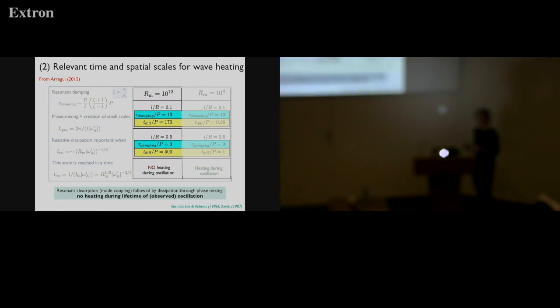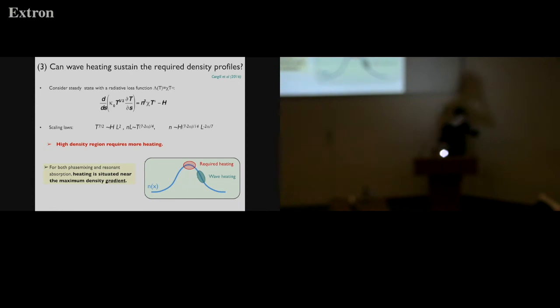However, if you look at the diffusion time, this number is at least an order of magnitude, if not 2 orders of magnitude larger. So what that's telling you is that you wouldn't get dissipation or heating within the observed lifetime of the oscillations.